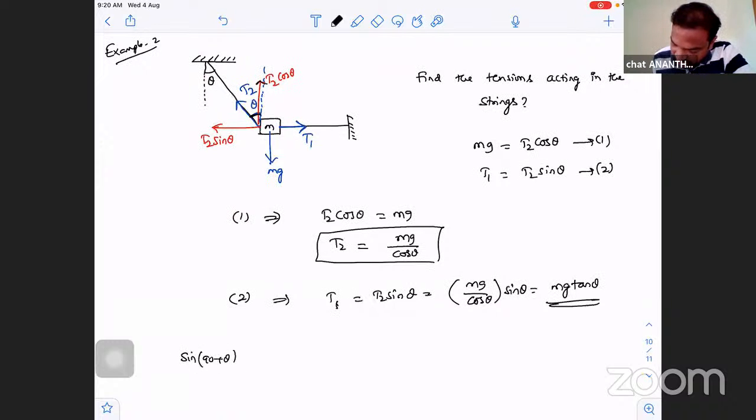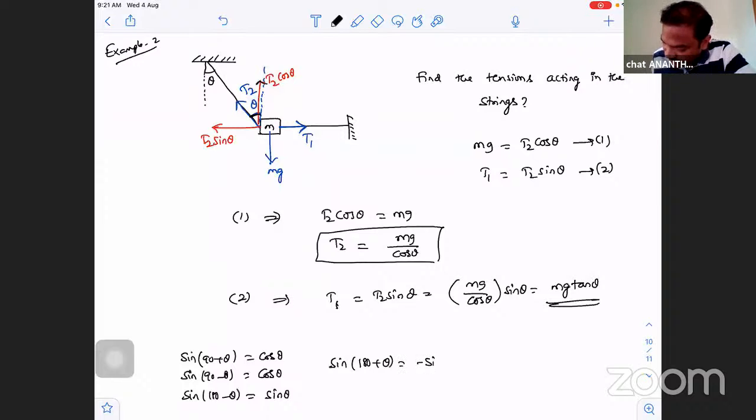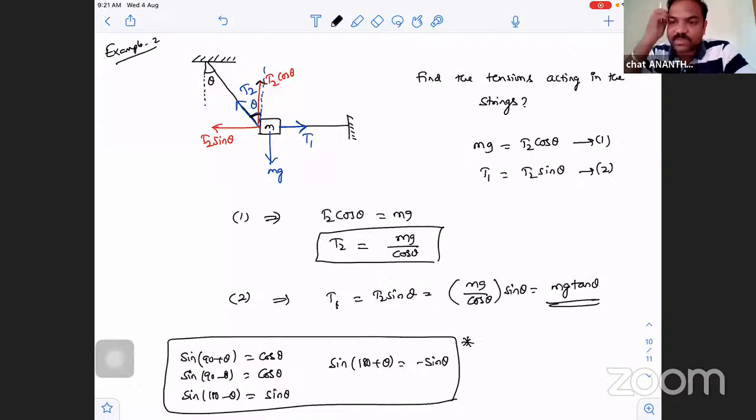Sin of 90 plus theta is cos theta. So trigonometry relations are good. Sin of 90 minus theta is also cos theta. Sin of 180 minus theta is sin theta, but sin of 180 plus theta will be minus sin theta. Usually you don't get 180 plus theta in Lami's theorem. You get less than 180, since the angle between the vectors is less than 180. So all of you try to remember these trigonometric relations. They may be useful when you are solving with Lami's theorem.